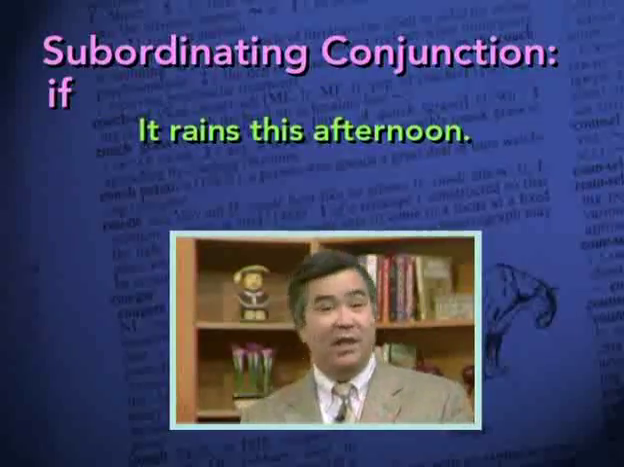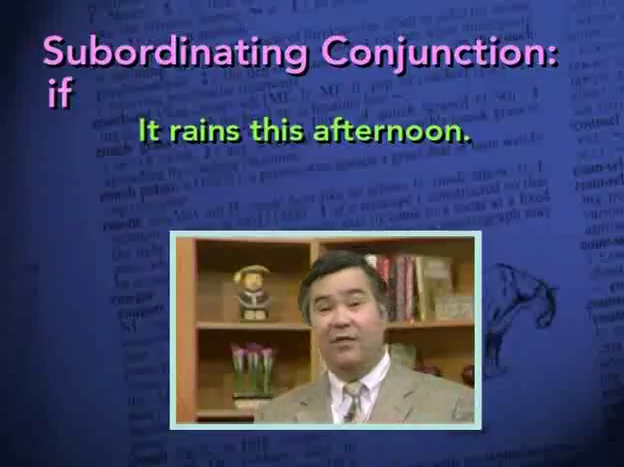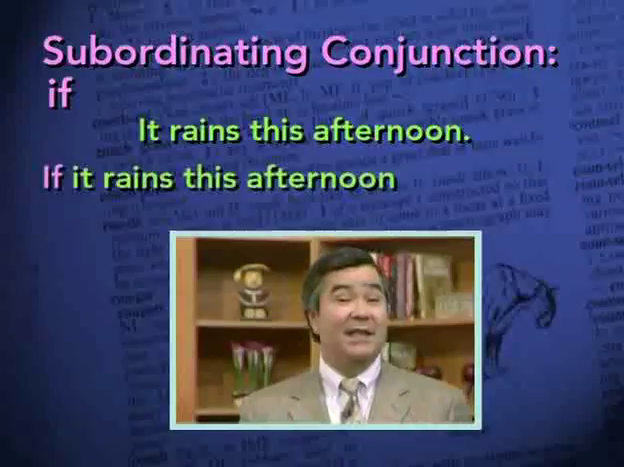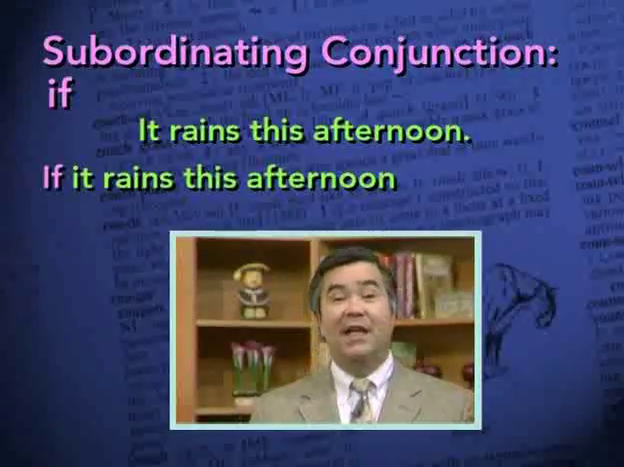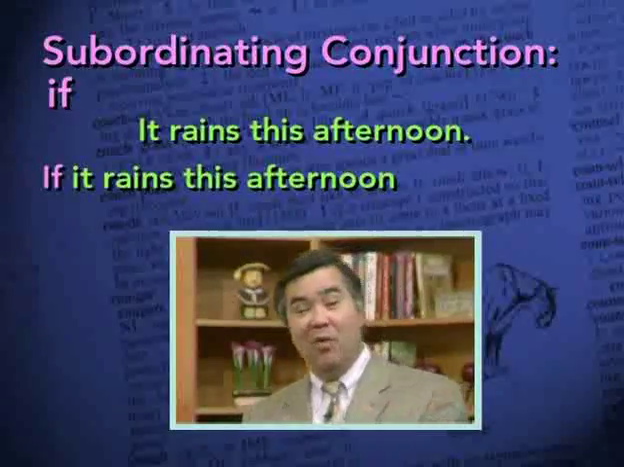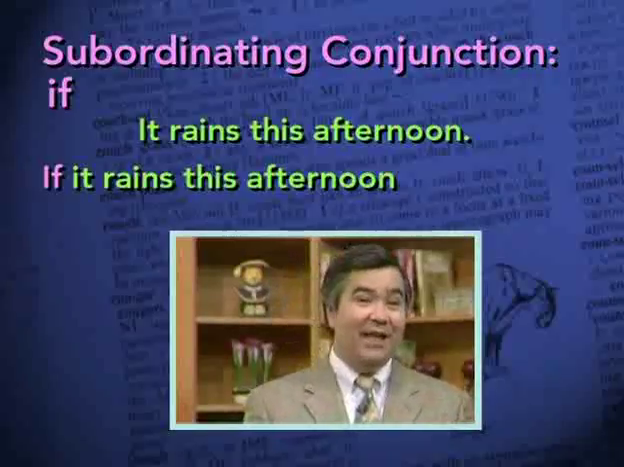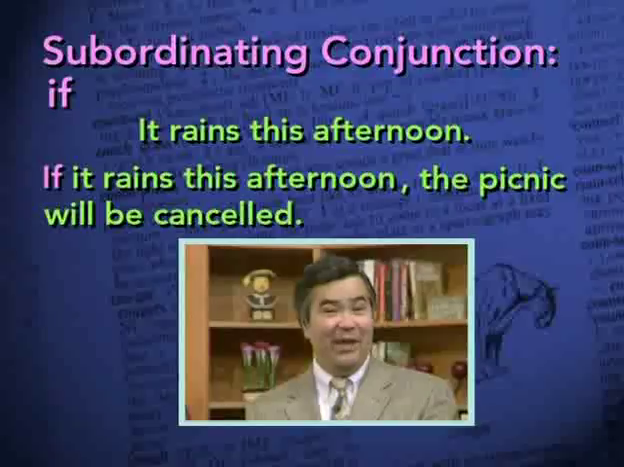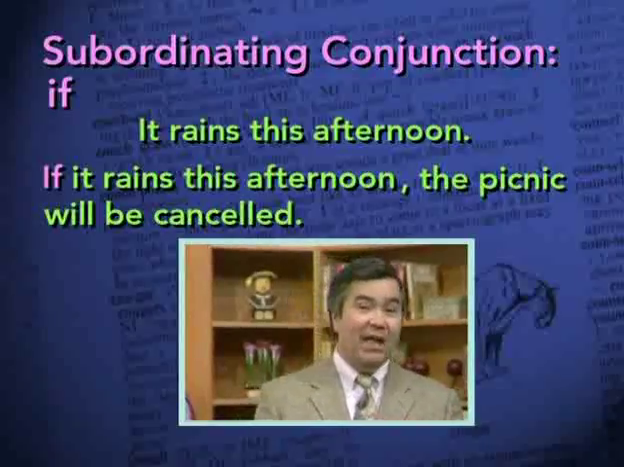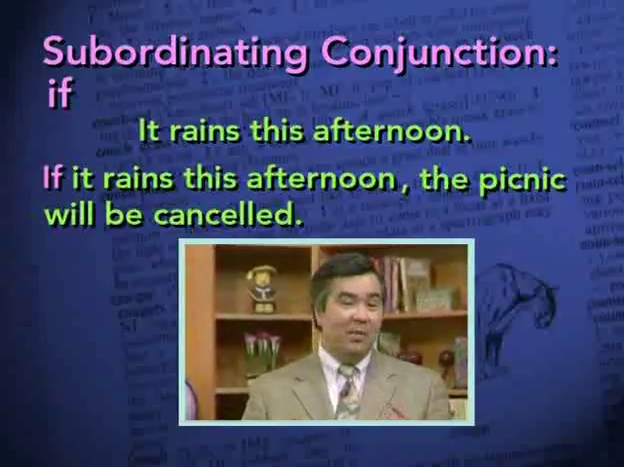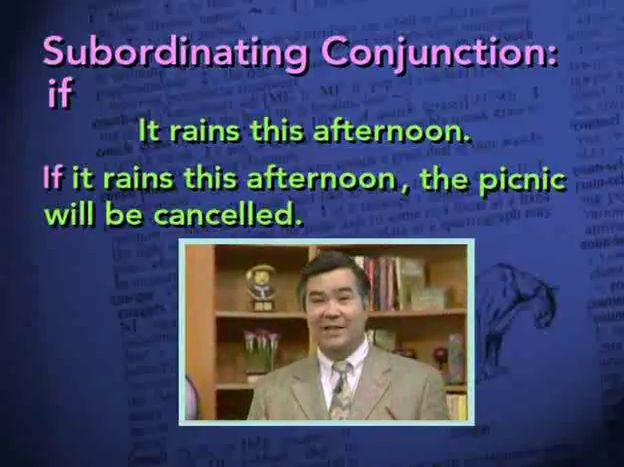However, when we put the subordinating conjunction if in front of it, it can no longer stand alone as a sentence. If it rains this afternoon, suddenly it feels incomplete. Something more needs to be added to turn it into a complete thought. If it rains this afternoon, the picnic will be canceled. A subordinating conjunction then creates a subordinate clause, which means a clause that can't stand alone as a sentence.